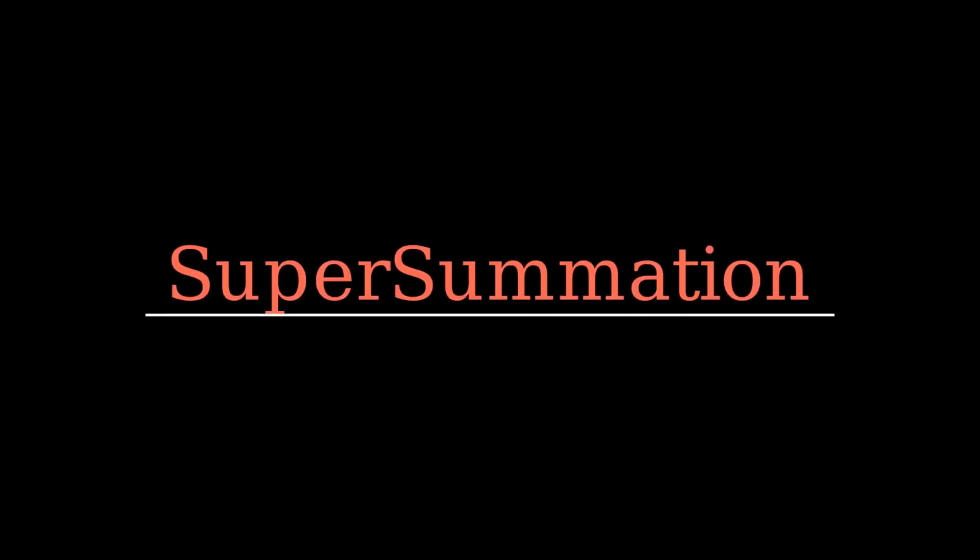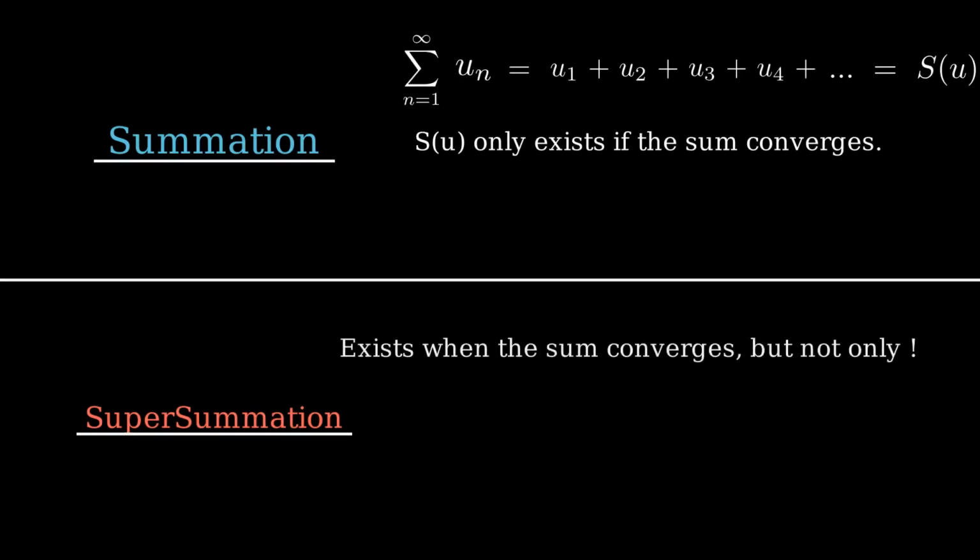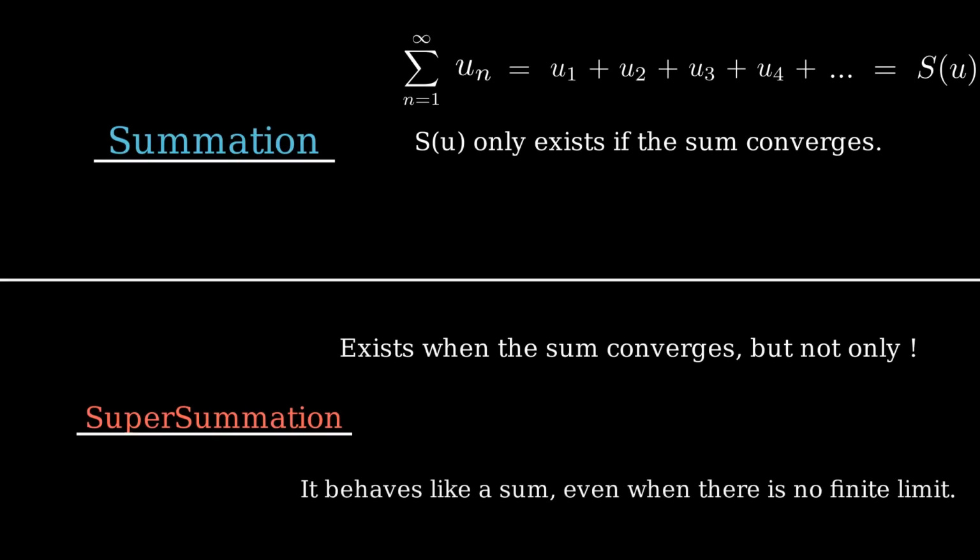The usual way of adding up multiple terms is called summation. But what we actually need is a new type of sum, the supersum. The usual summation is like a transformation that takes a sequence as an input and outputs the limit of the sum of the terms of this sequence. But obviously, this will only work if the sum converges. A supersummation is also a transformation, but it also allows sequences which don't converge.